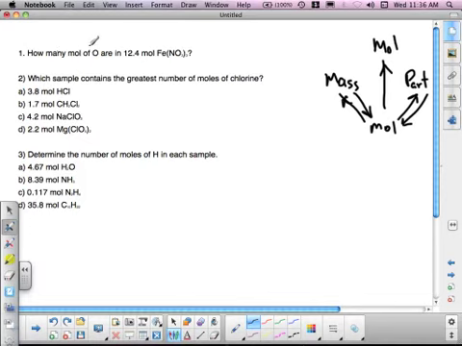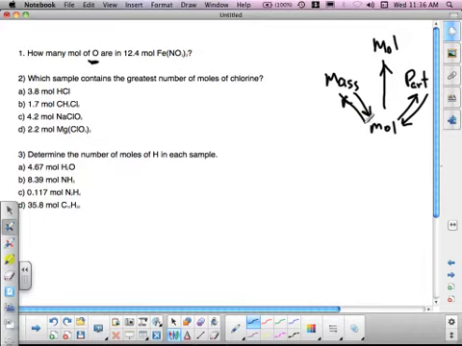How many moles of oxygen are in 12.4 moles of iron 3 nitrate? Now, I used a complicated formula on purpose. How many oxygens are in this formula? So that's the first thing you have to ask yourself. When you are asked about something inside, look and see how many of those things are in the formula. 3 times 3, there are 9 oxygens in this formula.